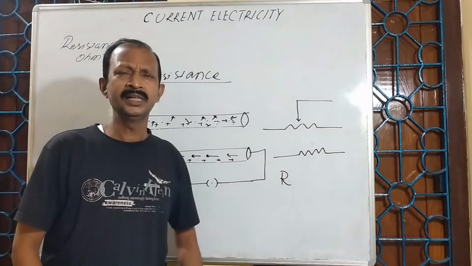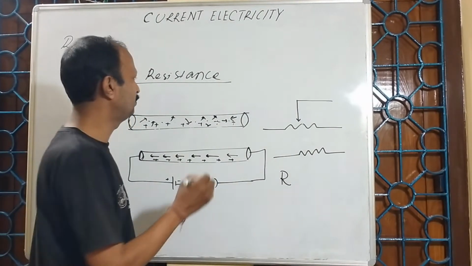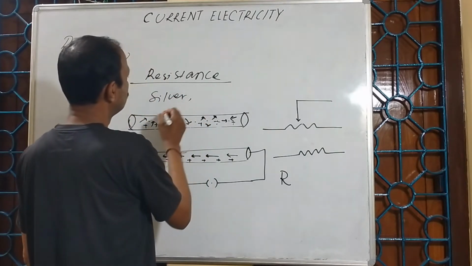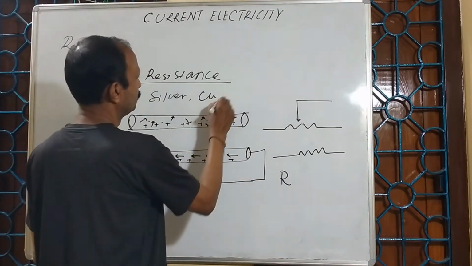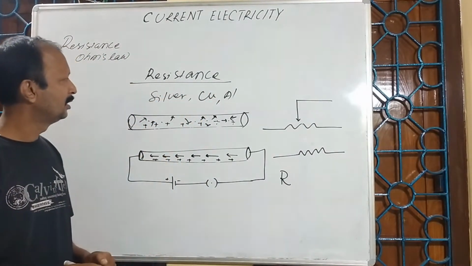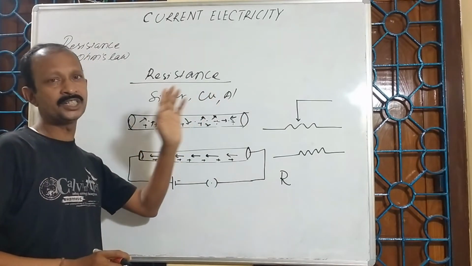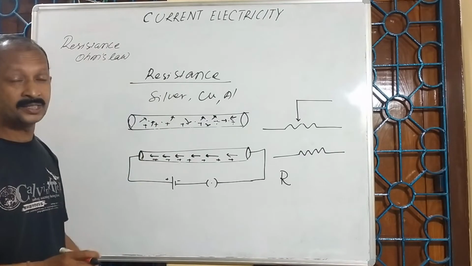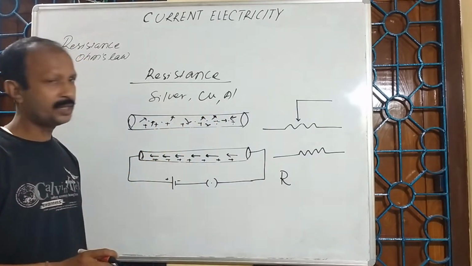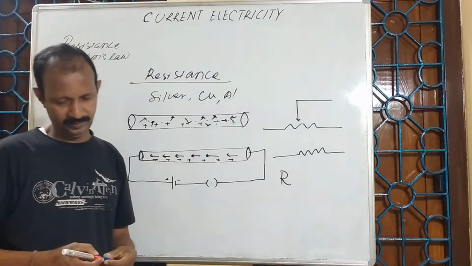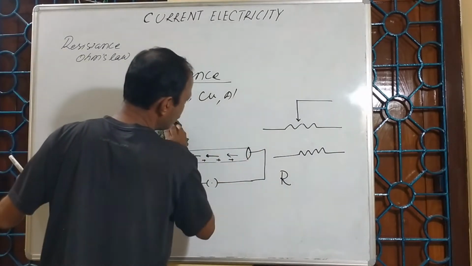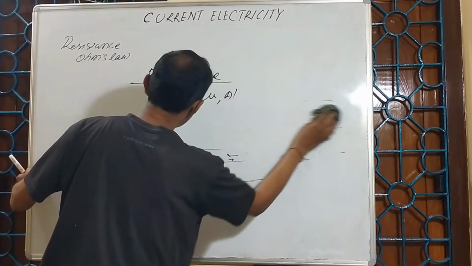Different substances have different resistance. For example, silver, copper, aluminium, they have different resistance. Among these three, aluminium has more resistance than copper, and copper has more resistance than silver. That means silver has the least resistance among these three metallic substances I have mentioned here. So different substances having different resistance, we will discuss in the next video in detail.